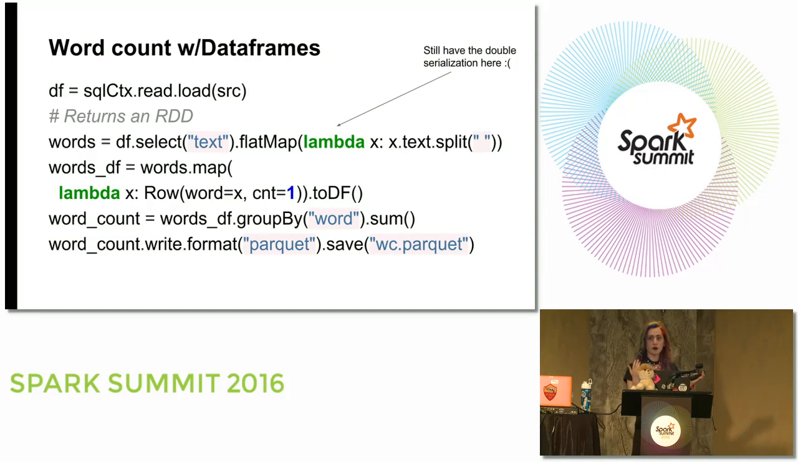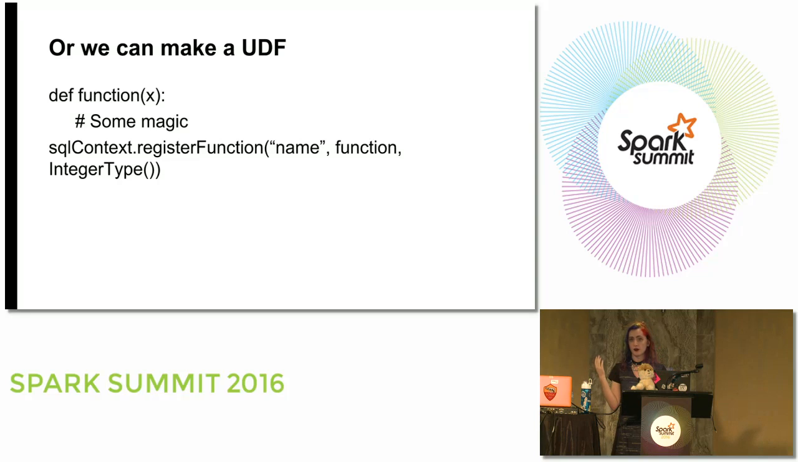So, word count with data frames, right? This is a natural extension. And this is actually surprisingly faster than word count with RDDs in Python, even though we are using this lambda expression here. For this one part, we will have the double serialization cost, but for the other parts, we won't. Here I'm using a flat map, but normally you would probably use a UDF, and I'll talk about some plans to make that not so bad soon. So we could make a UDF to do the same thing, but even if we made a UDF, we would have a double serialization cost.